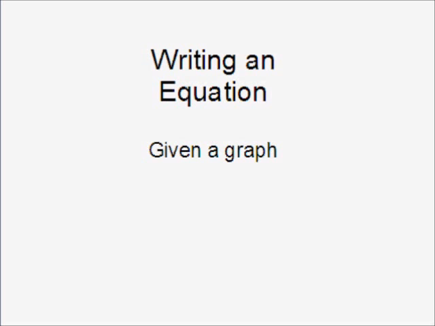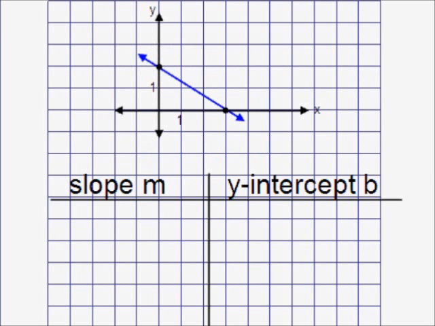This lesson is on writing an equation given a graph. Suppose I want to write the equation of the blue line shown on the graph below. The slope-intercept form of a line tells us that y is equal to slope m times x plus b. So to write the equation of the line, I need to know the slope m and the y-intercept b.